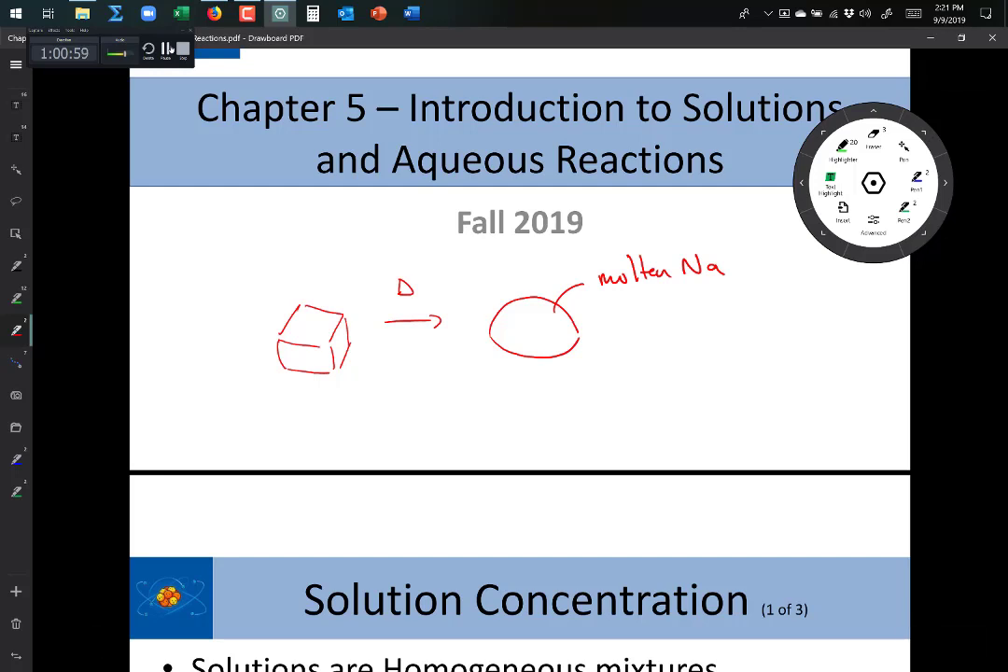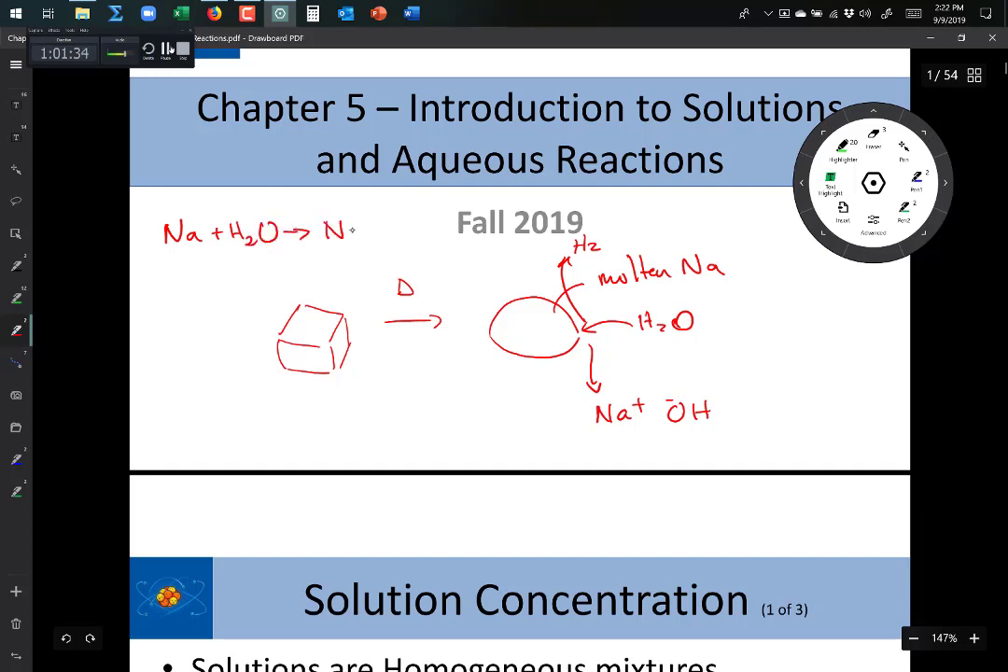And then what's happening at the surface is it reacts with water. And then from that comes hydrogen gas, and then sodium and hydroxide go into the solution. So you have sodium and OH minus. So those are all the things that are happening. Water gets the sodium. So the reaction that we had on the earlier slides: we had sodium plus water make sodium hydroxide plus H2 gas.